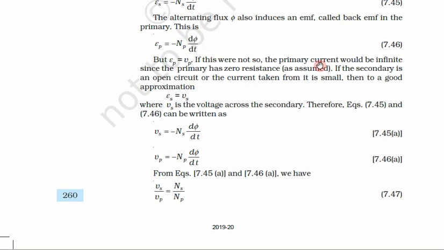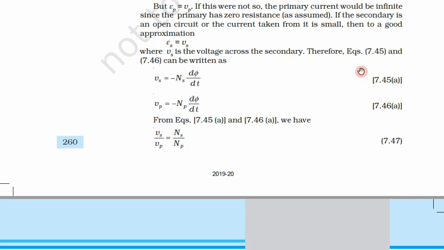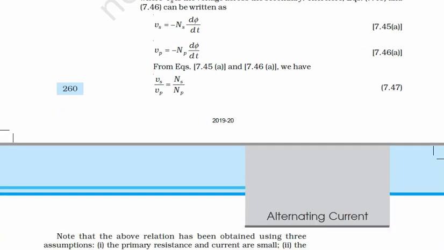Now let us write these equations once again. This is secondary, this is primary. From this equation, let us put Vs. So Vs is equal to minus Ns dφ/dt. Ep is changed into Vp: Vp is equal to minus Np dφ/dt. So we have changed Es and Ep into Vs and Vp. Let us divide these two equations. So Vs upon Vp: dφ/dt will cancel out, minus minus also cancels out, giving Ns upon Np.